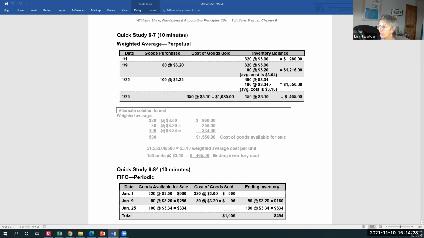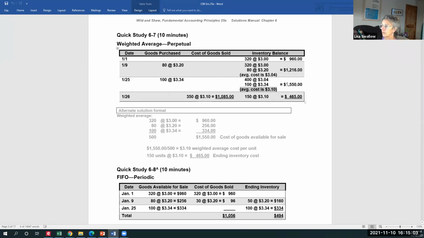I bring in another 100 units. So now I'm going to figure out 1,550 divided by 500 units. My new average cost is at 310. So when I make the sale, I'm going to pull those out of my inventory. So credit merchandise inventory, debit COGS for $1,085.